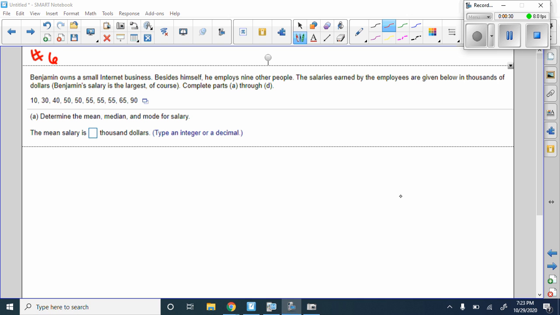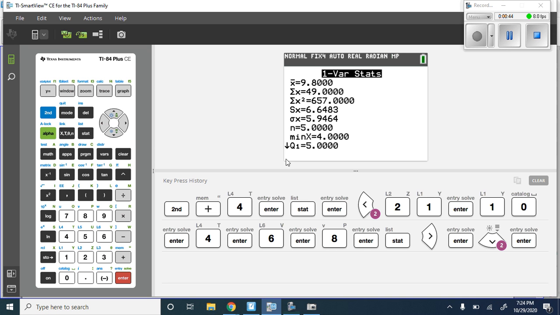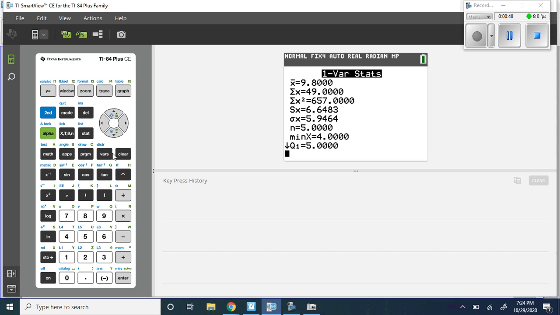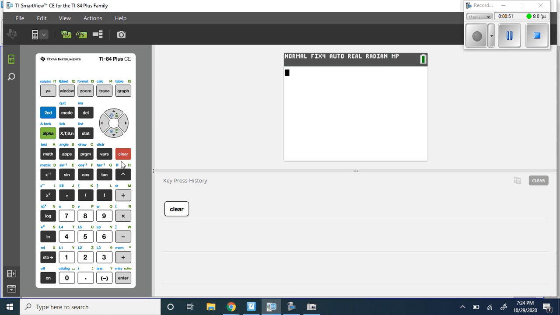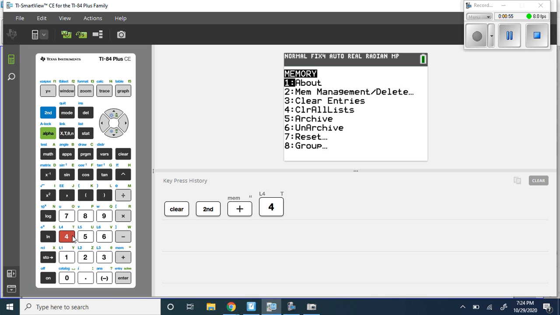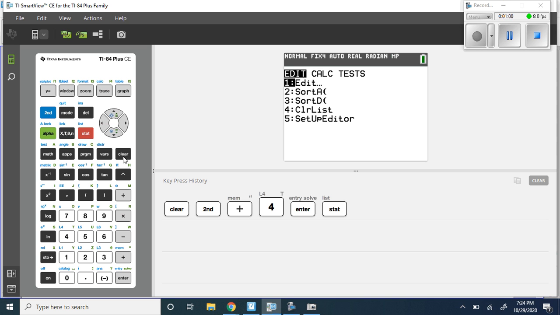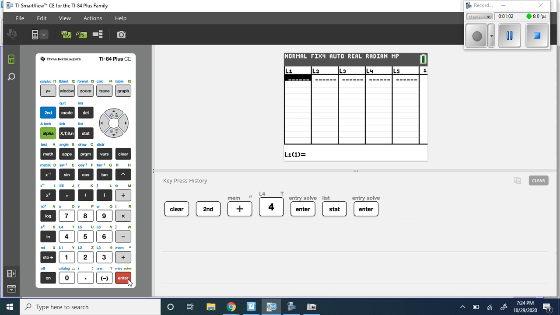So what we're going to do is put these into the calculator because they want us to determine the mean, the median, the mode, right? So let's do that. First things first, go to calculator. I'm going to clear out some stuff from the previous problem. All right. So again, I'm putting stuff in. Second plus 4, and we're just going to do a one variable statistic, right? So we'll hit stat, enter, and then I'm just going to type them in.